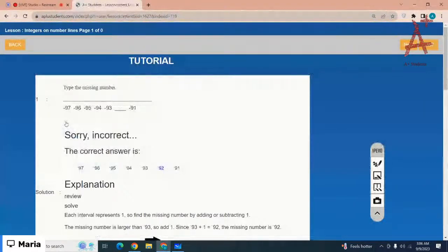Type the missing number. Just look at the number line. The numbers you have are -97, -96, -95, -94. Which number is missing between -91 and -93? Yes, between -91 and -93, the missing number is negative 92. That means the missing one is negative 92.